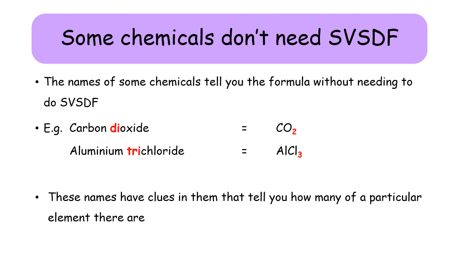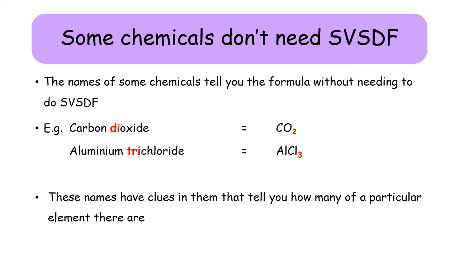Now, some chemicals don't require you to use that method. And examples are things like carbon dioxide or aluminium trichloride. The di part of carbon dioxide tells you that there are 2 oxygens. Di means 2, dioxide, 2 oxygens. Aluminium trichloride, tri means 3, like a triangle. And so there are 3 chlorines.